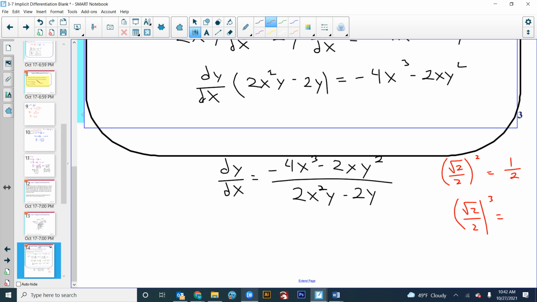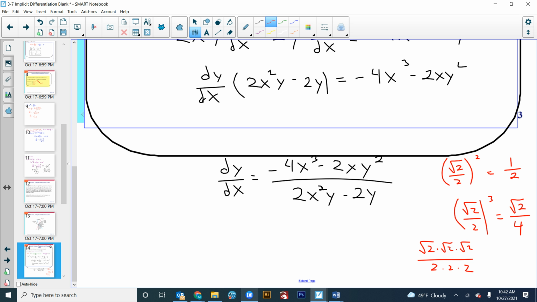Now, isn't radical 2 over 2 cubed one more factor of radical 2 over 2? It's radical 2 over 2 times radical 2 over 2, 1/2, times radical 2 over 2. What's that? Radical 2 over 4. For those who are confused, you could do radical 2 times radical 2 times radical 2 over 2 times 2 times 2. Got a little chaotic out there, didn't it? We got to focus.